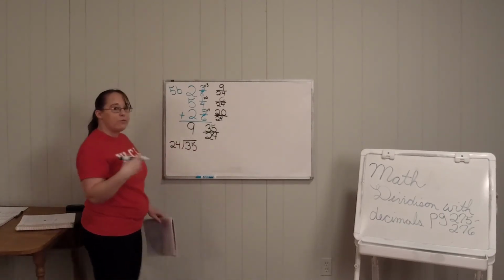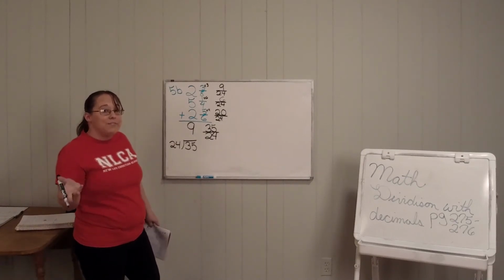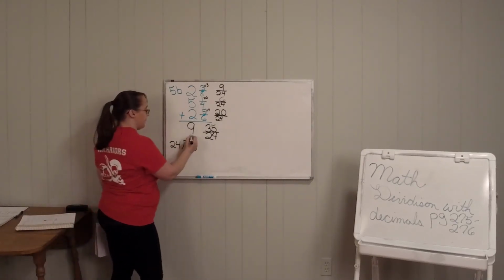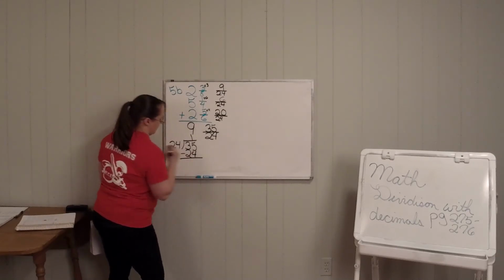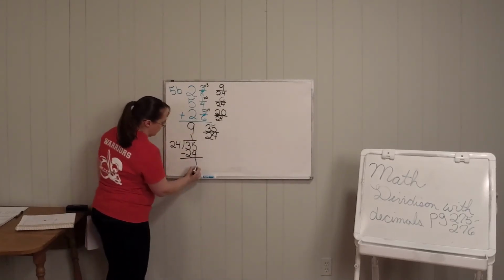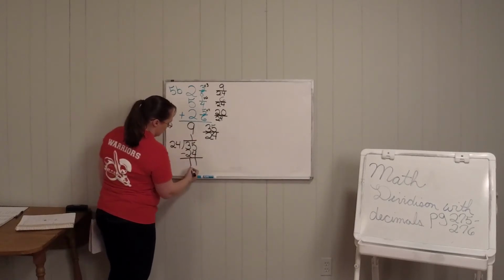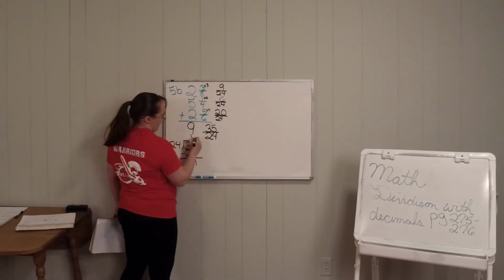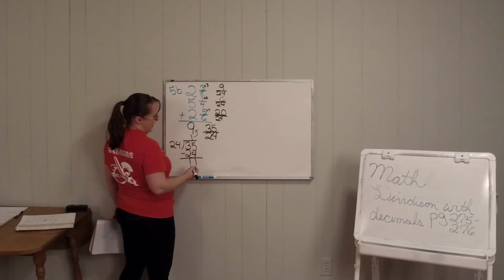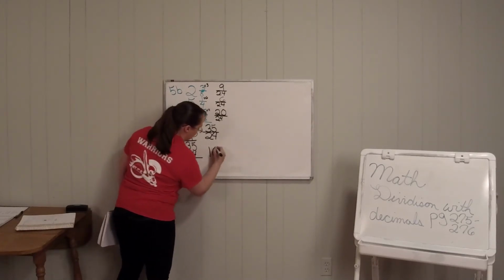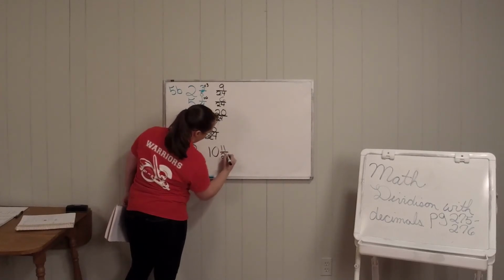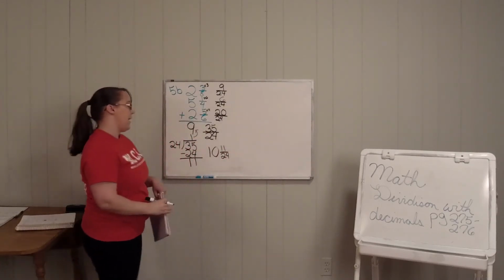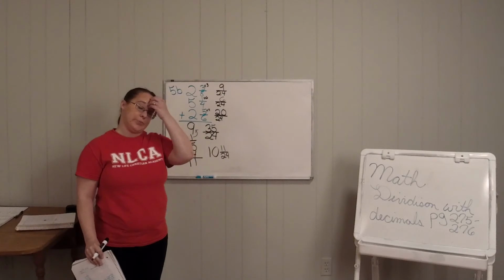So how many times is 24 going to go into 35? It's going to be 1 time. Five minus 4 is 1. 3 minus 2 is 1. So we're going to add that 1 to that 9. You're going to have 10. And 11 over 24 is your answer. And that cannot be reduced.